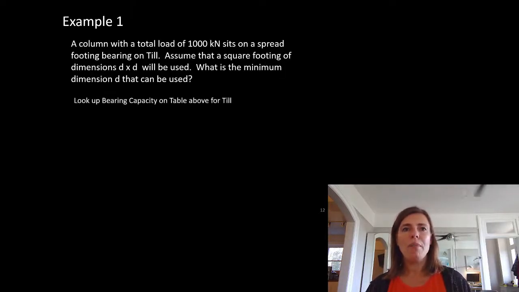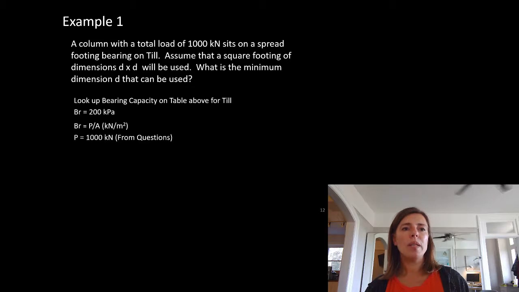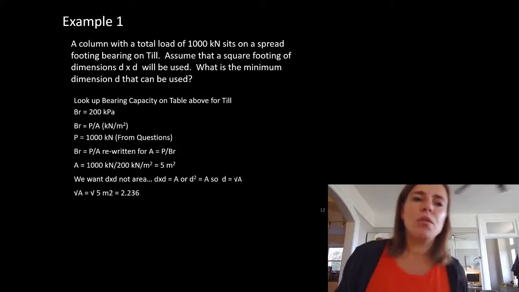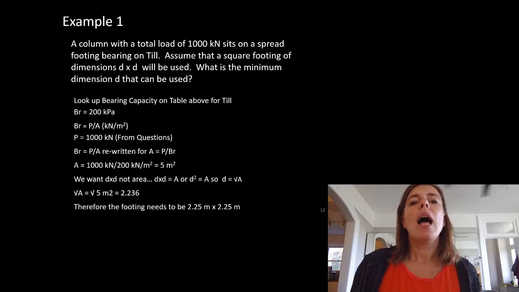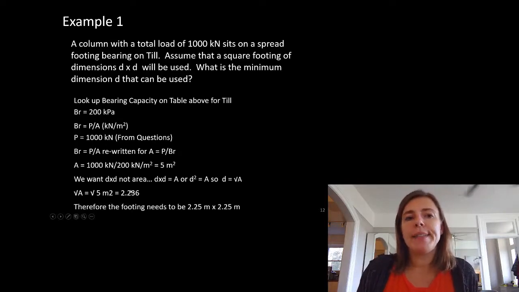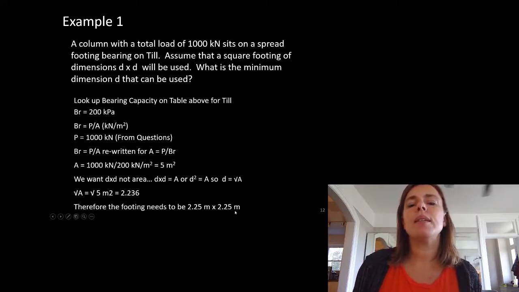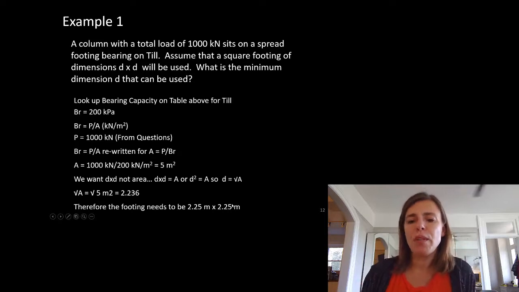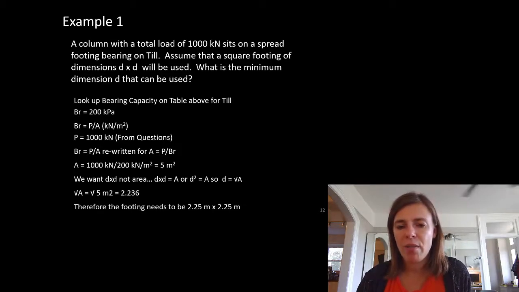I go through the math, so we looked up the bearing capacity for till. We knew 1,000 from the question. We can rearrange this. We get our 5 meters squared. We get an answer of 2.236. I would probably round that to something nice and smooth at 50 millimeter increments. So 2.25 meters. I might on a different day make it 2.3, but 2.25. They often form things in 50 millimeter increments. Why? Just because it's a few less decimal places to carry around for everything.